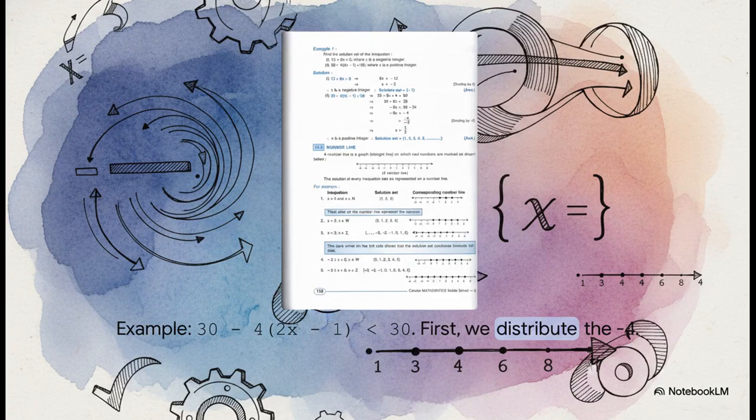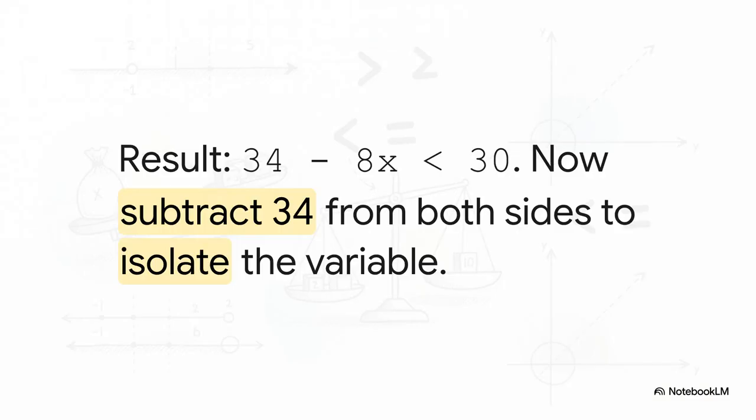Okay, let's actually do one of these. We've got 30 minus 4 times the quantity 2x minus 1 is less than 30. Our first step is to simplify. So we're going to distribute that -4 into the parentheses. Okay, so once you do that, you're left with 34 minus 8x is less than 30.